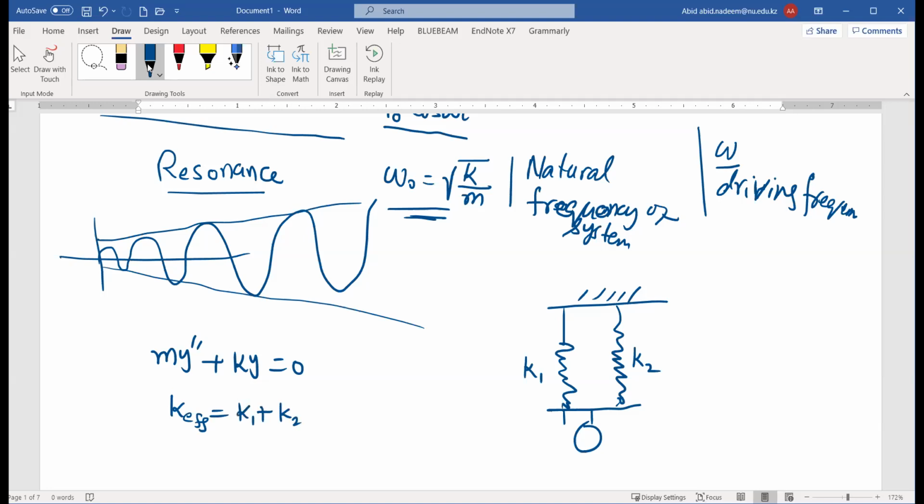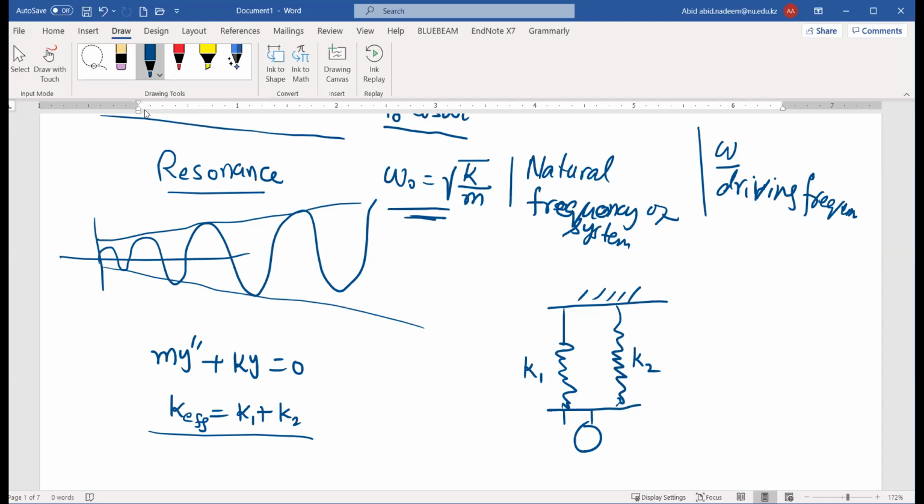We can prove this. The force provided by these springs will be equal to the force provided by spring K1 plus the force provided by spring K2. If we add up these two forces and replace them with a single spring with the effective strength, we can easily get this effective spring constant. So the value of K you will use in this equation will be equal to K1 plus K2.